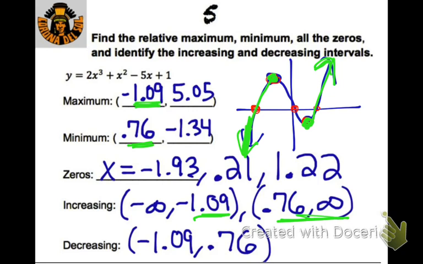And then it's decreasing just this little interval in between. And that's going to be in between the negative 1.09 and then the 0.76. So again, just that little area in the middle is where the y values are getting smaller, and so it's decreasing.